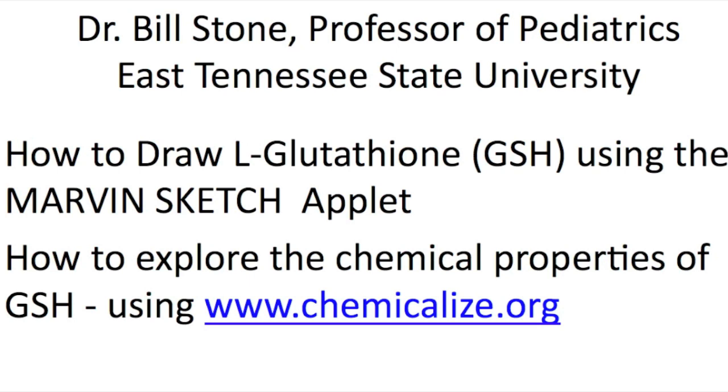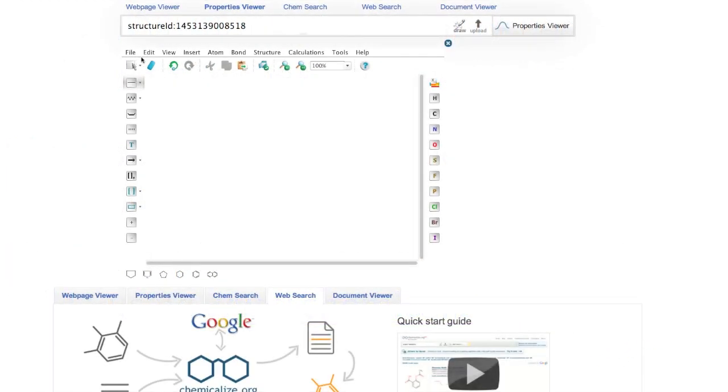We have two objectives before us today. The first is to draw the structure of L-Glutathione, abbreviated GSH, using the Marvin sketch applet. The second objective is to explore the chemical properties of the glutathione once we have drawn the molecule. And for both these tasks, we'll be using a wonderful new web page, www.chemicalize.org, developed by ChemAxon.